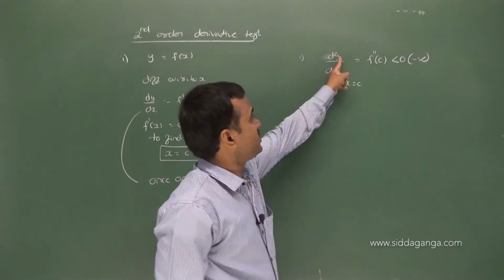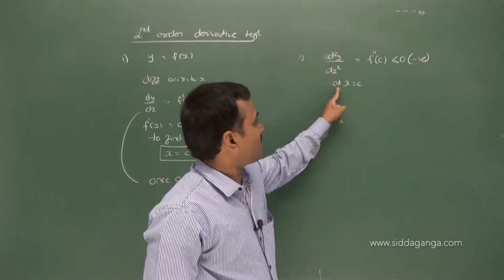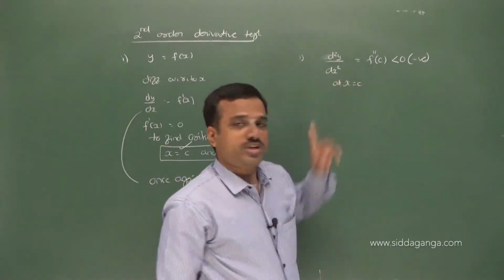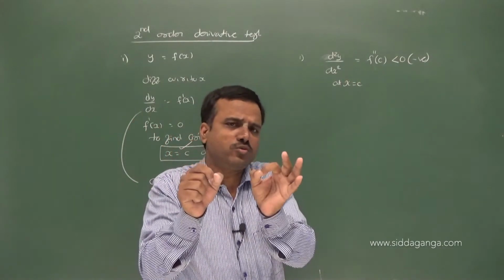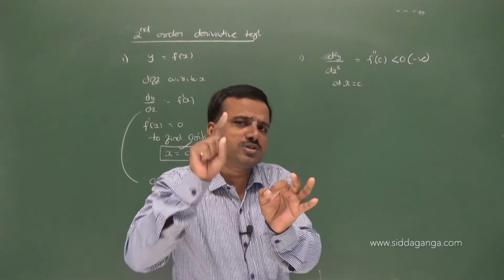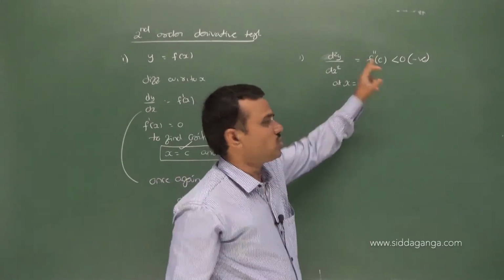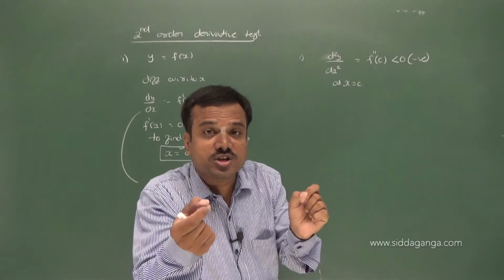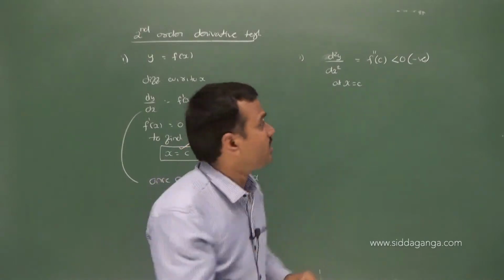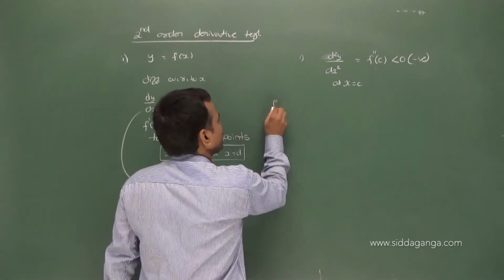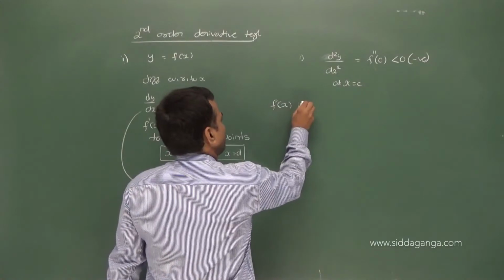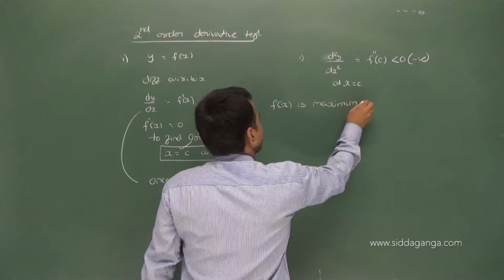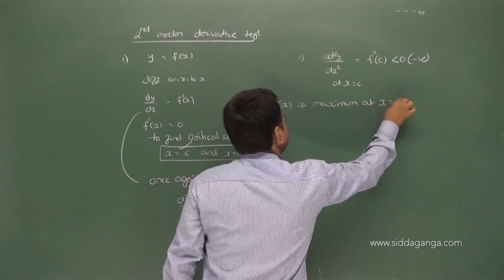Observe here, d square y by dx square at x is equal to c. I take the first critical point and substitute it into the second order derivative. So I calculate it, and we got the result is less than 0. That means negative. In this condition, observe carefully, f of x is maximum at x is equal to c.